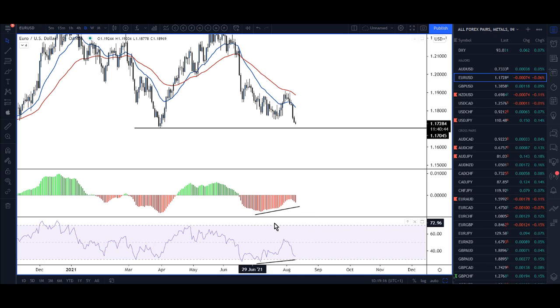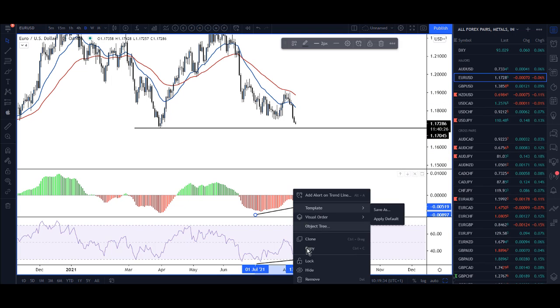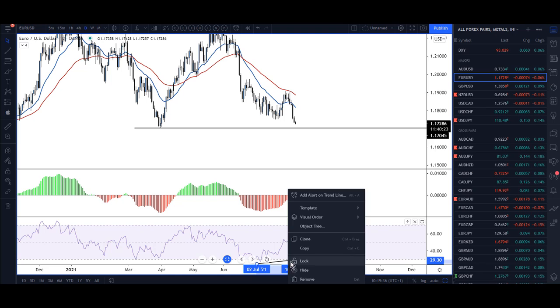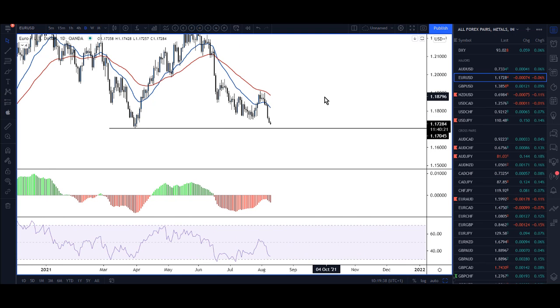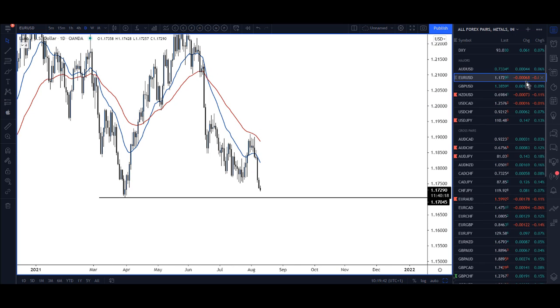So some divergence down both RSI and MACD, indicating that potentially we could see some upside on Euro Dollar, which could mean some weakness on the dollar itself. So have a look at that. We might come and test this bottom, we might come and break it, and then potentially we could start to reverse. So looking very interesting.